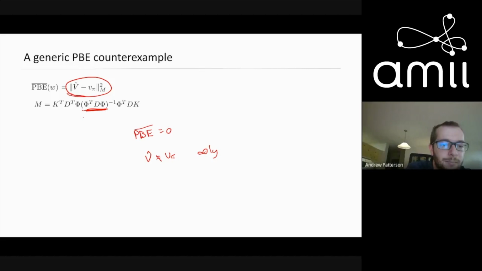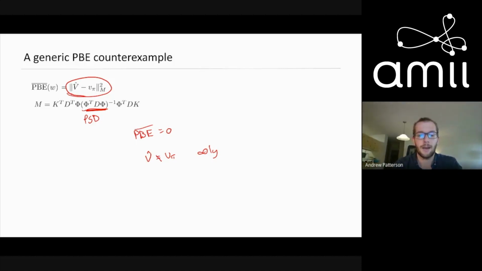It's not guaranteed that this is positive definite. In fact, a lot of proofs assume that it is positive definite, and we just move on with life. But there are a lot of instances where it isn't. And so there are going to be infinitely many cases where our projected Bellman error is 0, even though we haven't found the optimal value function.